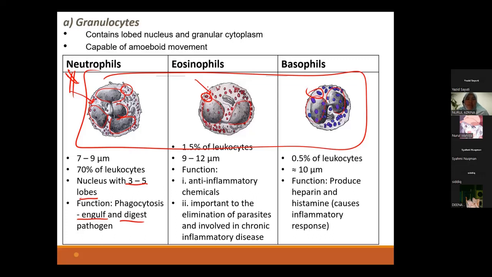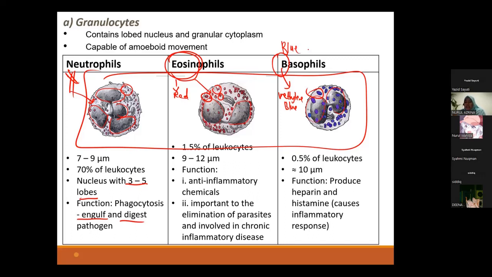If the granule stains red, that is eosinophil. It appears red because of the eosin dye. For basophil, it will stain blue, due to methylene blue. How do you remember? Basophil, B, blue. So the granules will stain blue.